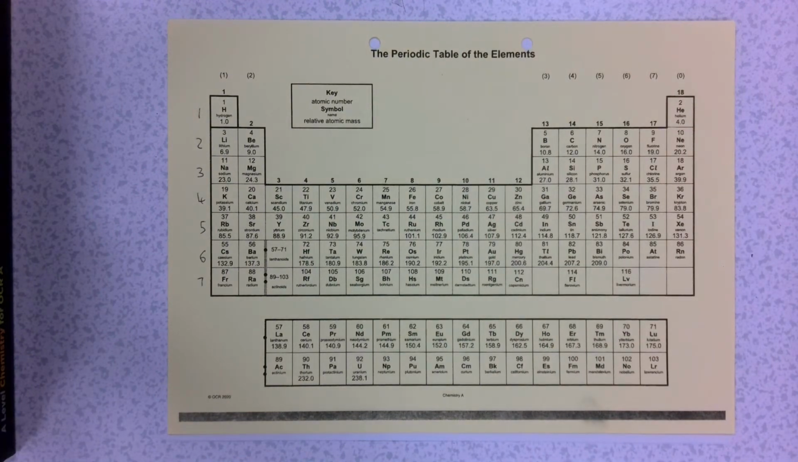Okay, so in this video we're going to talk about how we can use the periodic table to figure out things about the electronic configuration of elements. The periodic table's a proper cool thing. You can get loads of stuff from it.